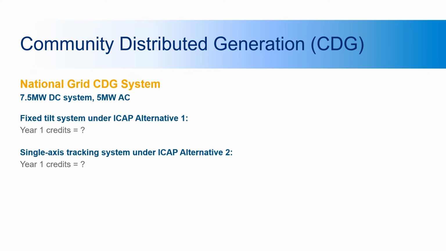In the first example, we'll look at a front-of-the-meter community solar project. We'll see how the compensation calculation changes if we change from a fixed tilt project with ICAP alternative 1 to a tracking array with ICAP alternative 2.